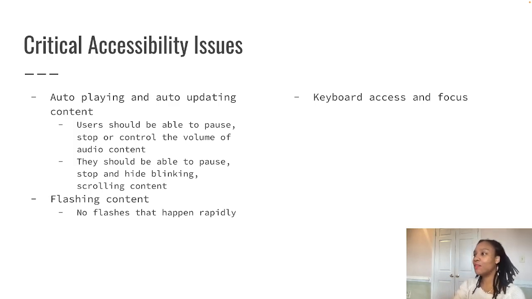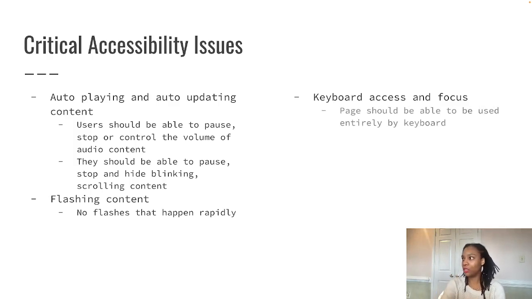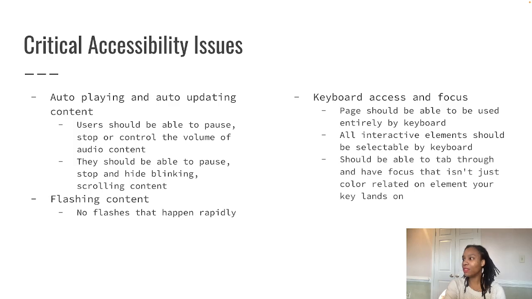The other thing we need to make sure of is that we have keyboard access and focus. That just means if we are on a web page, we're able to use the keyboard to tab through everything that's selectable, and that as we tab, there's a focus ring around everything so that we know where we are on the page. Your page should be able to be used entirely by keyboard, which is not always the case. And like I said, everything interactive should be included.